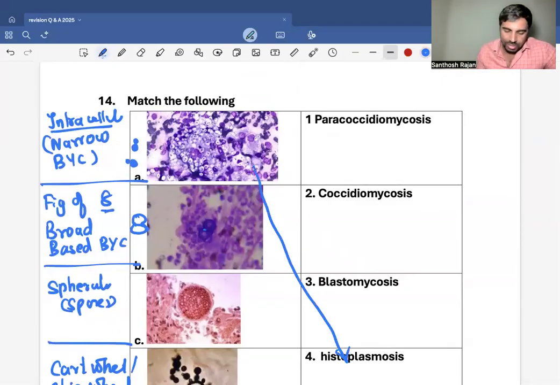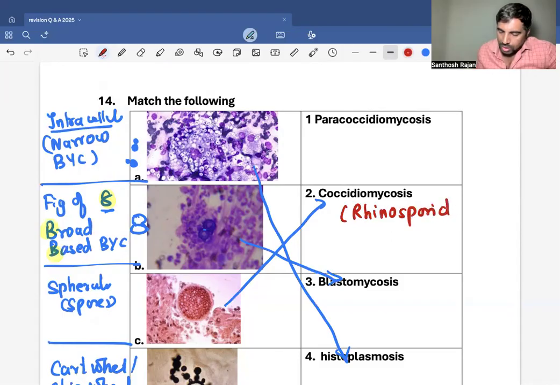Broad, everything is B here. So everything is B means it becomes very easy for you. B for blastomyces, so 2 is blastomyces. Spherules with spores inside, characteristic for which one? Coccidioidomycosis. If they give rhinosporidiosis also, it's correct. Rhinosporidiosis also has the same, almost similar to the spherules with spores you see. Okay, spherules with the spores in the yeast form.